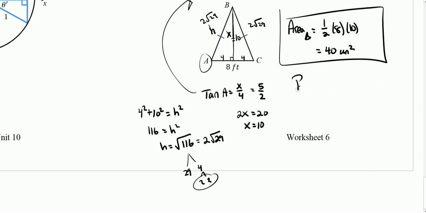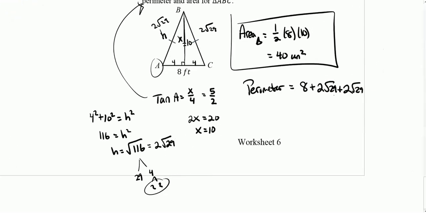So our perimeter is the sum of the three sides of the triangle. 8 plus 2 root 29 plus another 2 root 29. Well, we have two terms that have root 29, so we can add those together, and we get 8 plus 4 root 29. And then no matter how tempting it is, don't add the 8 and the 4. This is as far as we can go without a calculator, because the order of operations tells us we would have to multiply the 4 times the root 29 before we can add the 8.